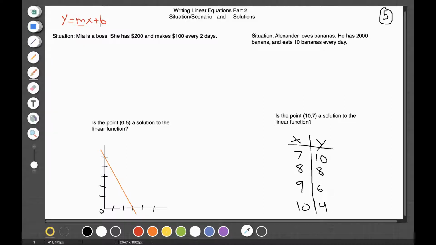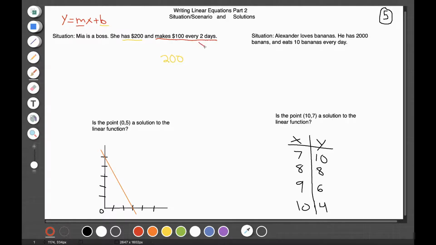Well, first of all, the starting amount should be pretty easy. I'm actually going to do that in yellow. The starting amount is how much money she has. Well, she has $200. So I already know I can plug in 200 for that b. I'll write it right over here, 200. Now, the second thing I want to figure out is what is the changing amount? Well, it says she makes $100 every 2 days.